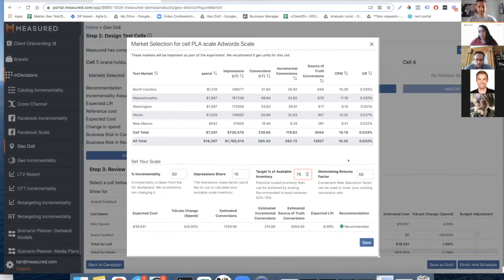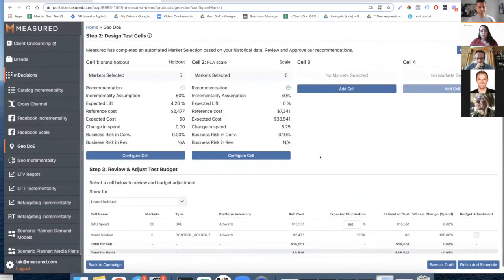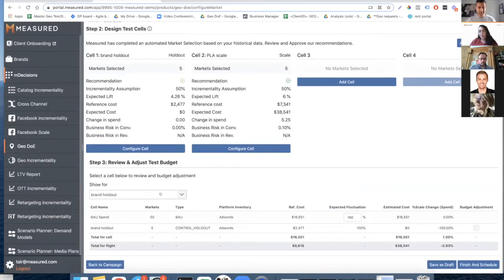This is very familiar to any marketer. As you scale, we expect conversion rate to go down, so this takes that into account. And by the way, these are the markets that were associated with this cell. Okay, I'm ready to go. So I saved. There's this budgeting module that I'm not going to go into. It's tactical, just for the CMO to understand costs and risks going into this test.